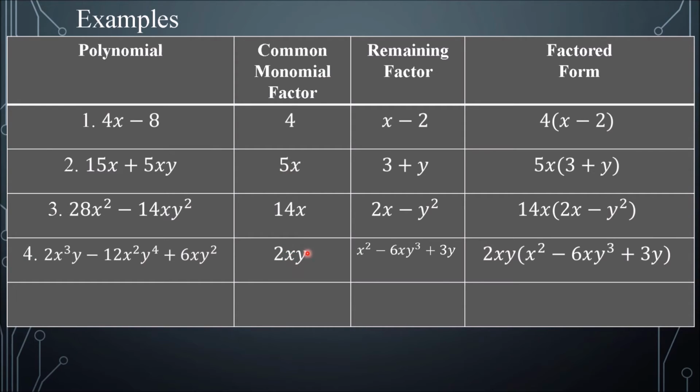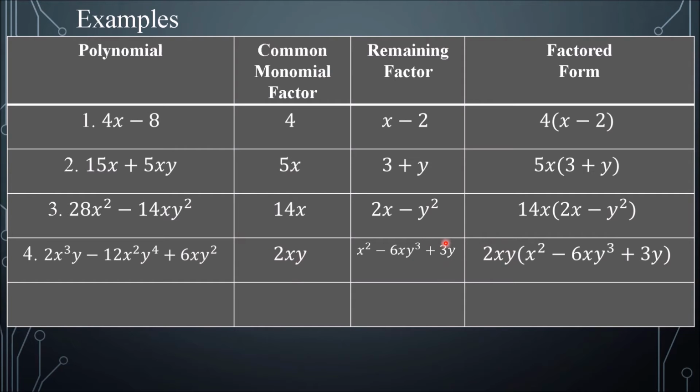Next, extracting this from here. So 2x cubed y divided by 2xy, the remaining is x squared. Sorry, x squared. Next, we have negative 12x squared y raised to 4 divided by 2xy is 6xy cubed. Now copying minus and minus. So we have 6xy squared divided by 2xy, that's 3y.